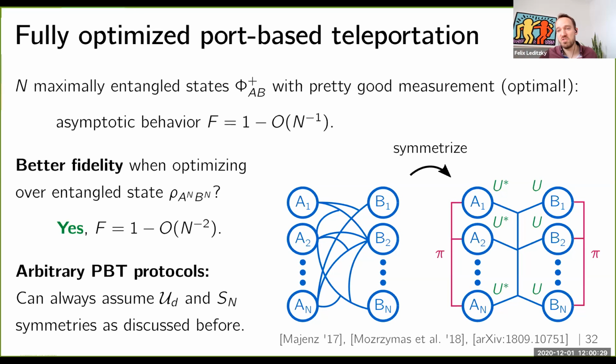Okay, so your goal is you symmetrize the port state so that you again have the permutation symmetries on the A systems and on the B systems, and you have the unitary symmetry with an arbitrary unitary acting on each system. Okay, and you can prove that if you take an arbitrary port teleportation protocol and you symmetrize, the entanglement fidelity will not go down. It will stay the same or even go up.